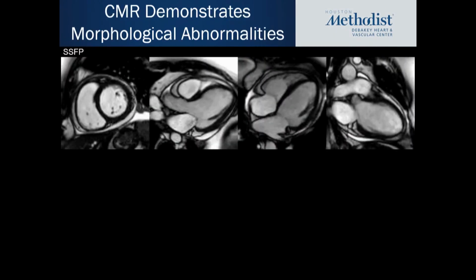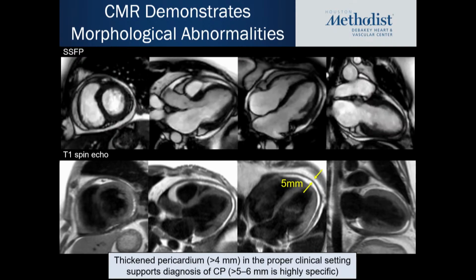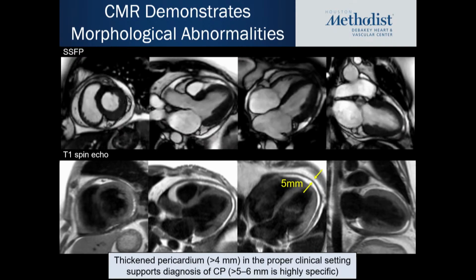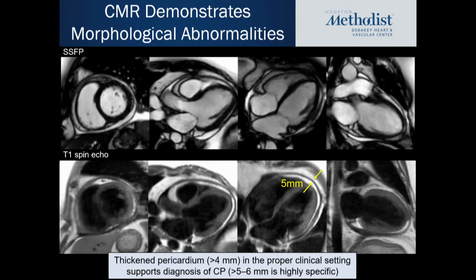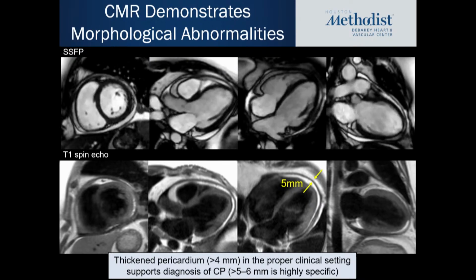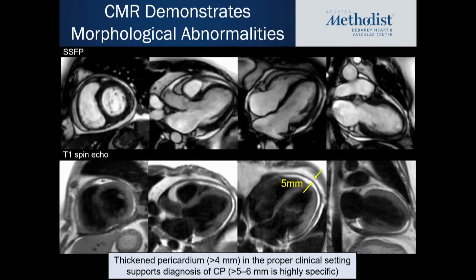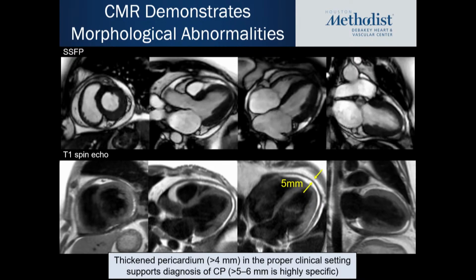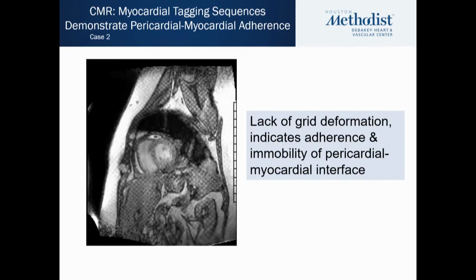But of course, the strength of CMR, again, is in its tissue characterization. This is a technique that can actually look at the pericardium directly, where the disease process starts. And if you look at the pericardium here, you can see it's circumferentially thickened on these T1 spin echo images, here measuring 5 millimeters, which is thick and specific for constrictive physiology.